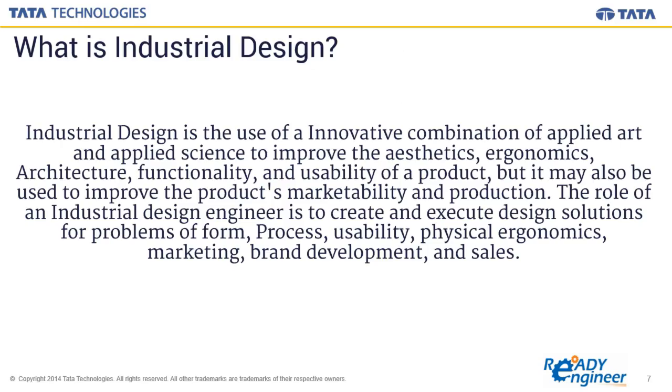Now, what is industrial design? We have talked about what design is and the different characteristics of good design. Now, what is industrial design? In simple words, industrial design is a combination of applied art and applied science. It's a very innovative combination of applied arts and applied science to improve the aesthetics, ergonomics, architecture, functionality, and the usability of the product. These are the key areas where industrial design works.